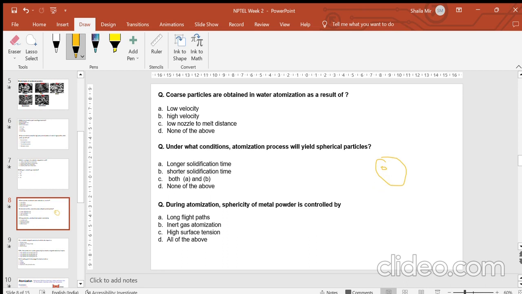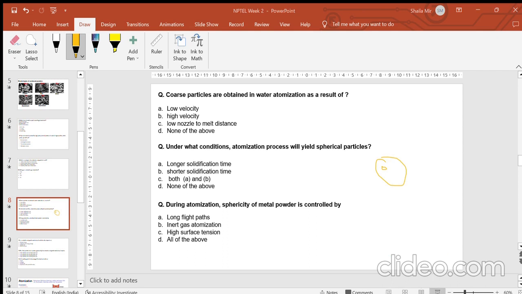Giving it sufficient time to solidify will help it achieve the spherical shape. Otherwise, if you try to solidify it quickly, it will attain an irregular morphology and will not be solidified as a sphere. So for any powder to solidify as a sphere, you should give it enough time, and for that you should have a longer solidification time. With longer solidification time, the particle will slowly solidify in the form of a sphere to achieve the least surface energy state. So the answer is longer solidification time.